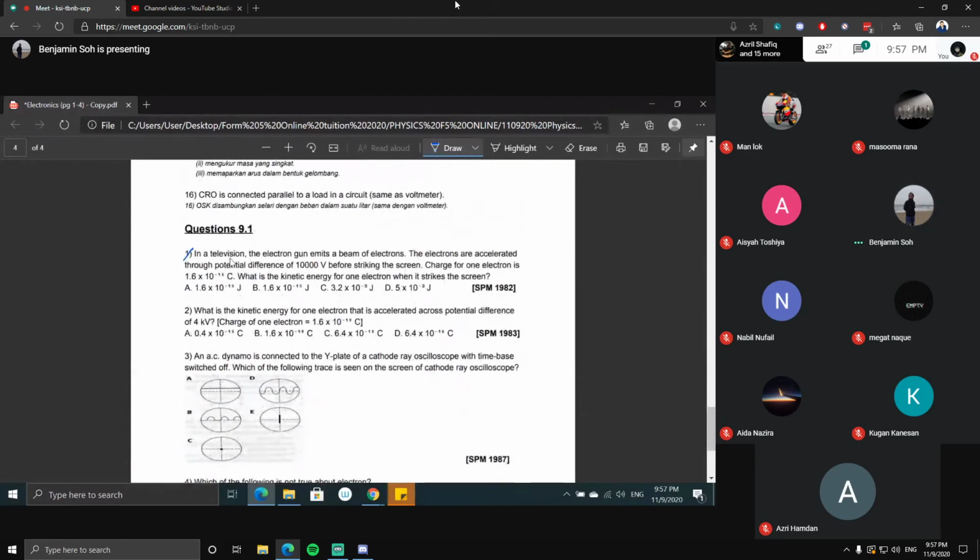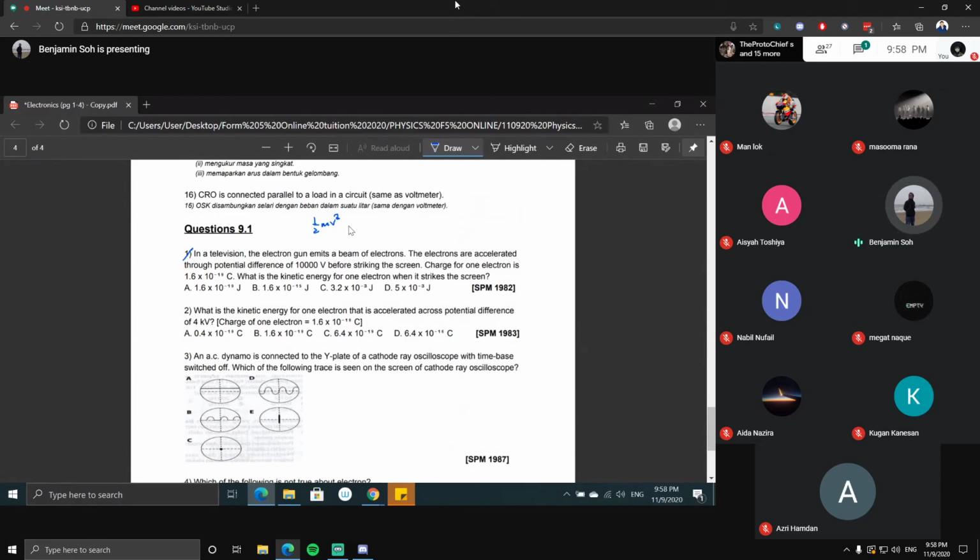Okay. In a TV, the electron gun emits a beam of electrons. The electrons are accelerated through a potential difference of 10,000 volts before striking the screen. The charge of one electron is this value, in coulombs. What is the kinetic energy of one electron when it strikes the screen? If you know the kinetic energy formula, half mv squared, right? Then you are supposed to find the mass of the electron and the speed or velocity of the electrons, which both were not given to us.